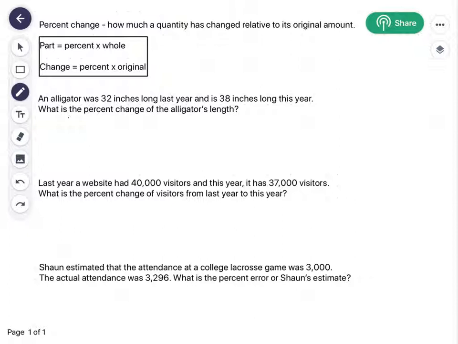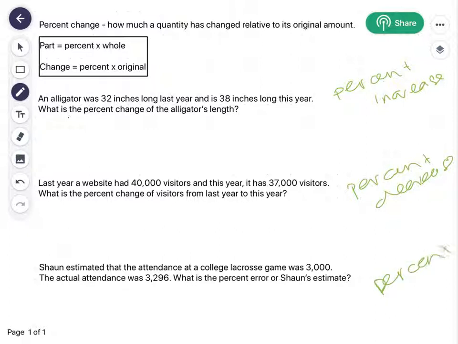So our part here, it's still the part, it's the change. So if you went from 5'4" to 5'6", the change would be 2 inches. That's the part, and our percent is still the same, and our whole becomes our original, or where it started. So I have 3 equations on here. The first one is percent increase. The second one is percent decrease. And the last one is percent error. Okay, so for percent increase, we have the change equals percent times the original.